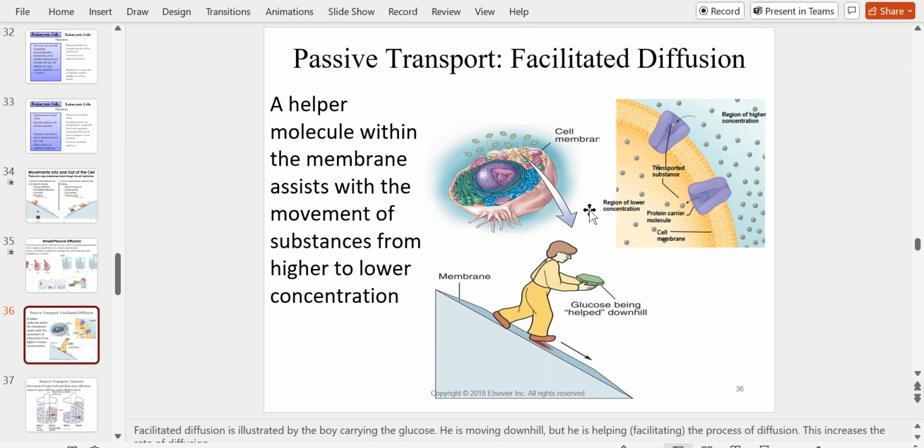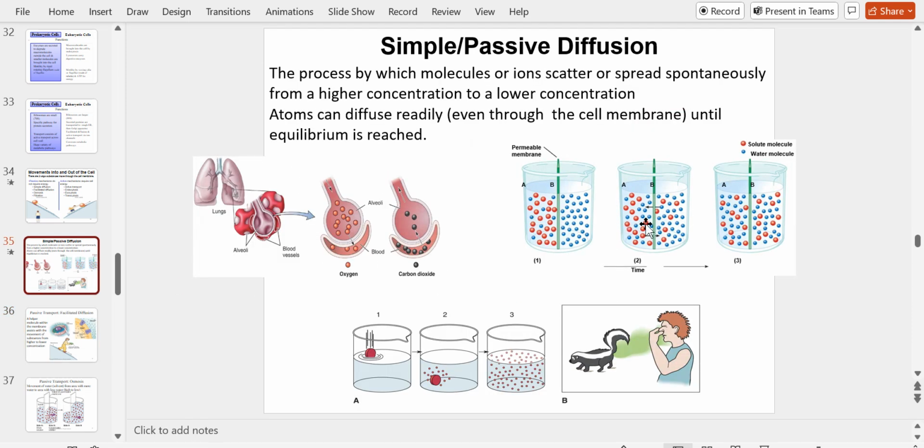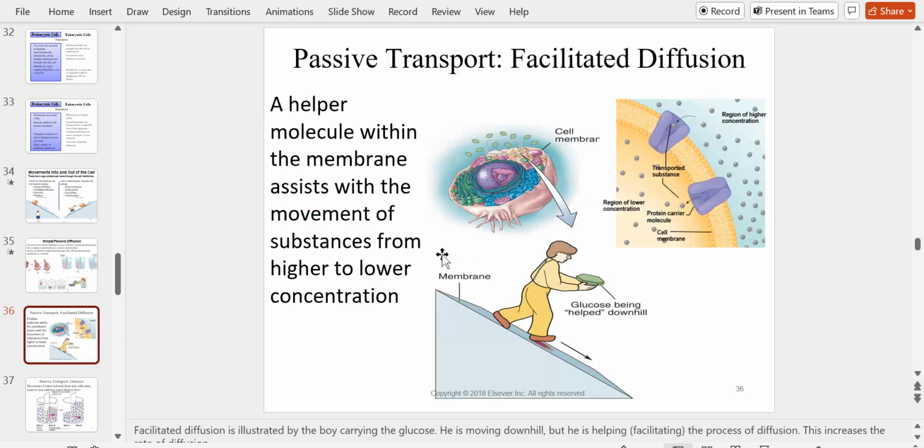Facilitated diffusion. This is where a helper molecule within the membrane assists with the movement of substances from a high to a low concentration. So, some things there can just move freely across a membrane. Some things cannot, and they need a carrier protein. And that's okay. If you have a high concentration of one side, this will allow it, and these particles will be allowed to diffuse through. Facilitated diffusion by using a carrier protein.